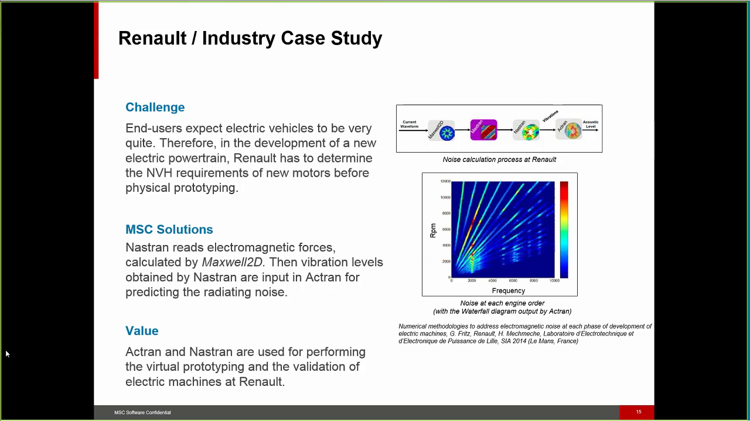The end user of the electric vehicle, of course, expects it to be very quiet. During the development of a new electric powertrain, Renault has to determine the NVH requirement of the new motors before the physical prototyping itself. Our solution was to read the electromagnetic forces calculated by Maxwell 2D into Nastran. Then Nastran performed the vibration analysis. The vibrational levels computed by Nastran were used as an input to Actran to predict the noise radiation.